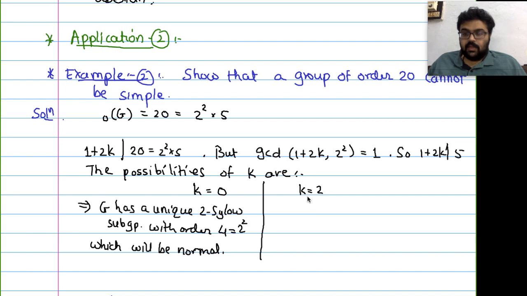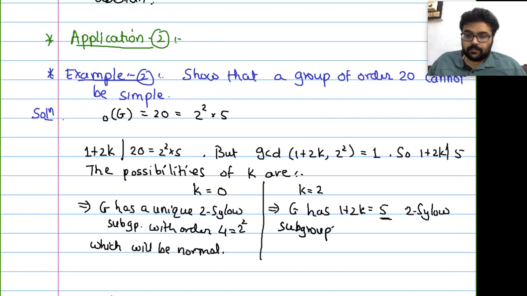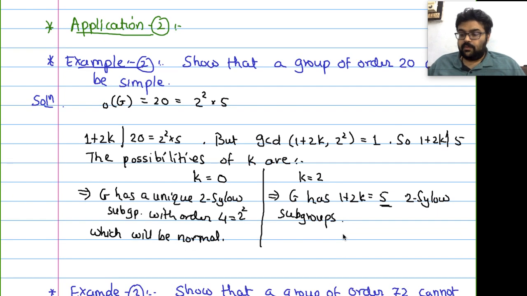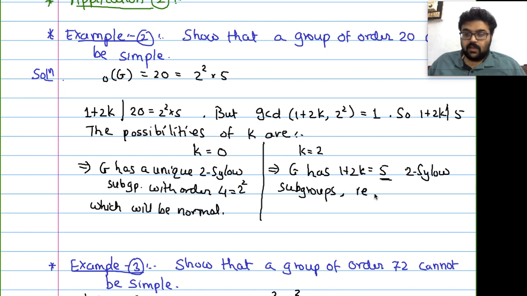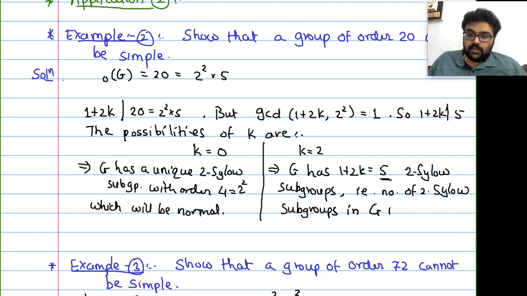But what if k equals 2? If k equals 2, then G has 1 plus 2k, which is 5, 2 Sylow subgroups. So the number of 2 Sylow subgroups of G is 5. Because this is 5, we don't know whether they are normal or not. If it is unique, it is normal. So there are 5 subgroups of order 4, and whether any of them is normal, whether all are normal, we don't know. So we cannot say that there will always be a normal one.